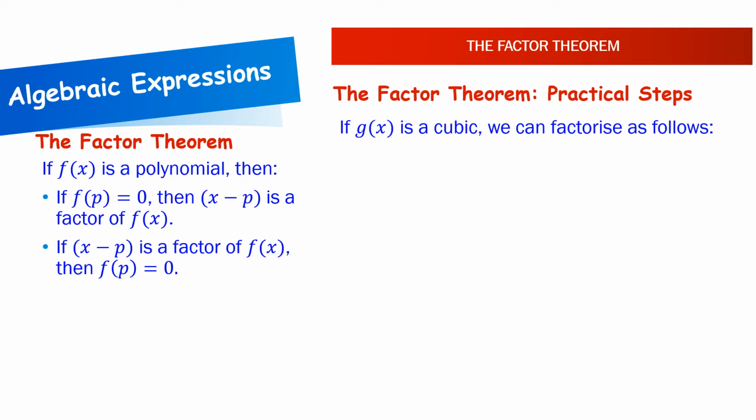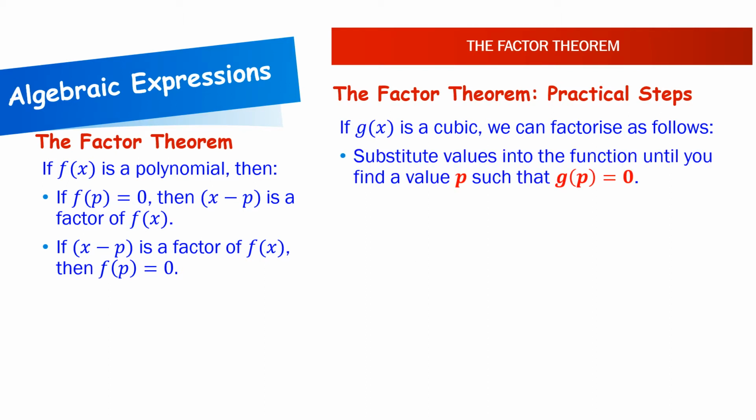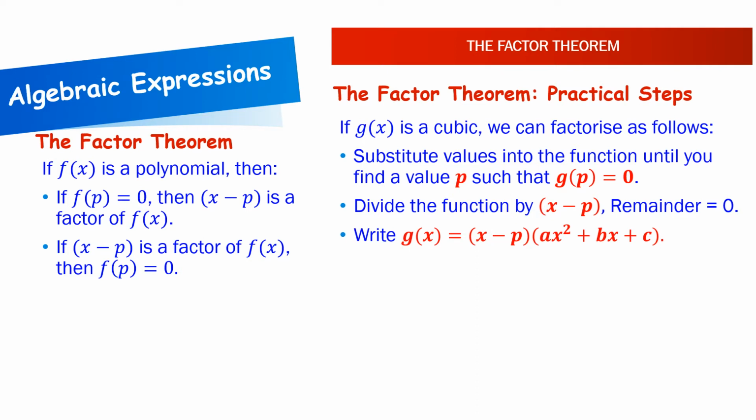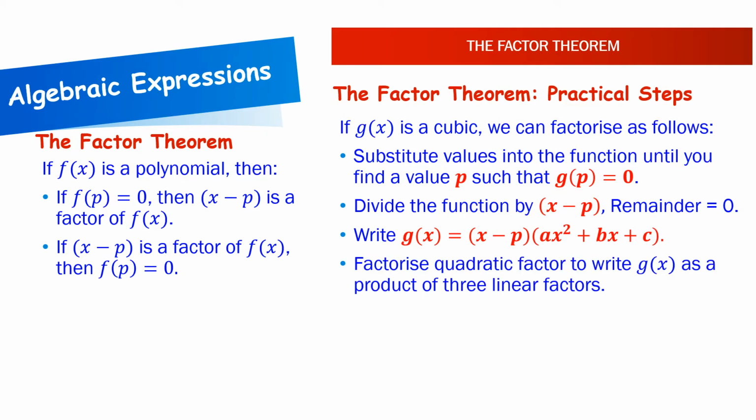So if g(x) is a cubic, we can factorize it as follows. Substitute values into the function until you find a value of p such that g(p) equals 0. Divide the function by x minus p. The remainder is equal to 0. Then write g(x) equals x minus p times a quadratic. And finally, factorize the quadratic factor to write g(x) as a product of three linear factors.